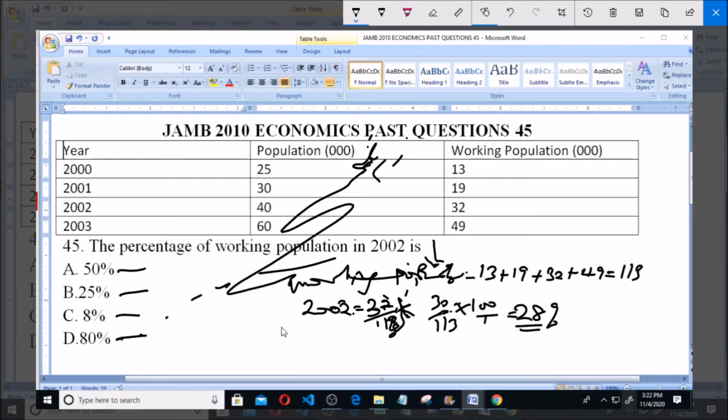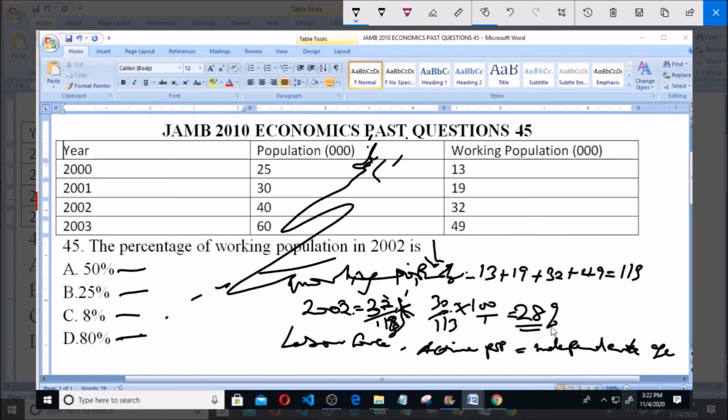You should also know that the working population is also called the labor force, and it is also called the active population. And the combination of all of them is called the independent age.